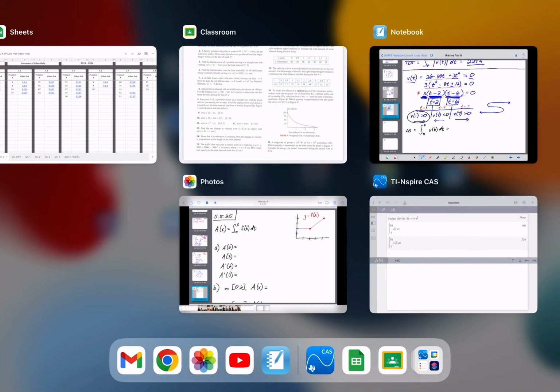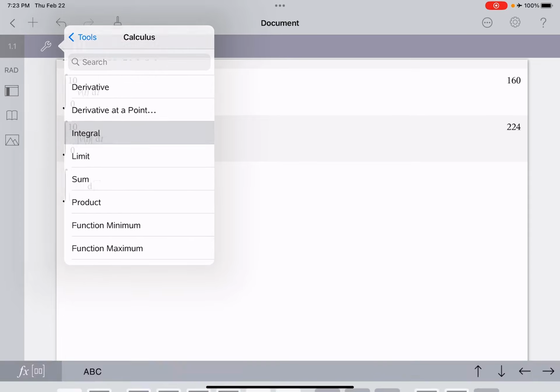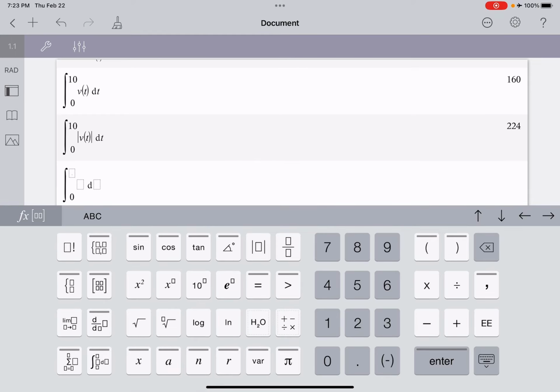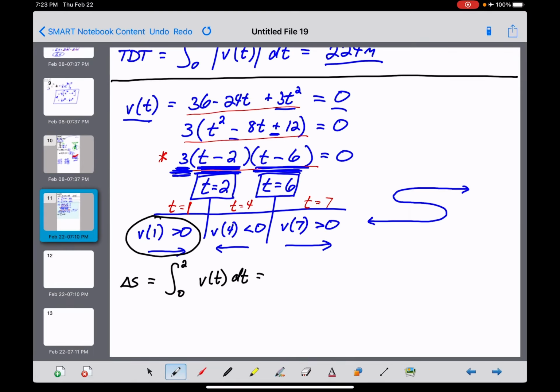So let me go back to my calculator, and one more time here, we will do a definite integral, from 0 to 2, of our velocity function, v of t, taken with respect to t. Okay, survey says 32. So that tells us that this object has now moved 32 meters from the left to the right on the first leg of its journey.